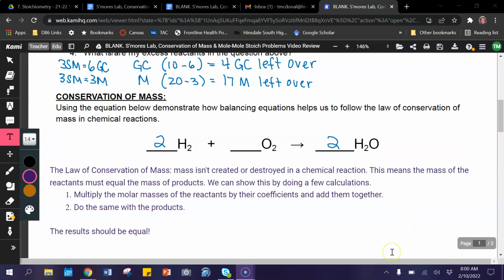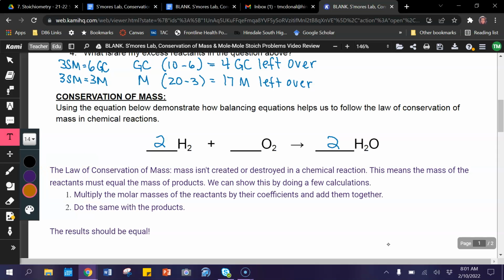So the law of conservation of mass says that mass isn't created or destroyed in a chemical reaction. So this means that the mass of your reactants added together should equal the mass of the products. And we can check this out by adding them together. So the first thing we need to do is multiply the molar masses of the reactants by their coefficients and then add them together. So let's look at our reactant side first.